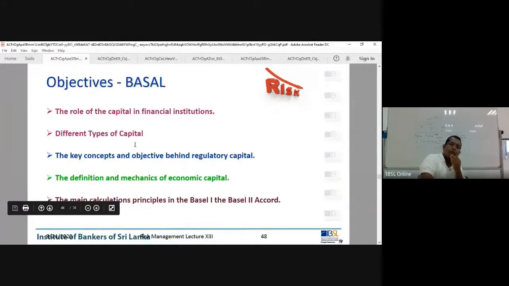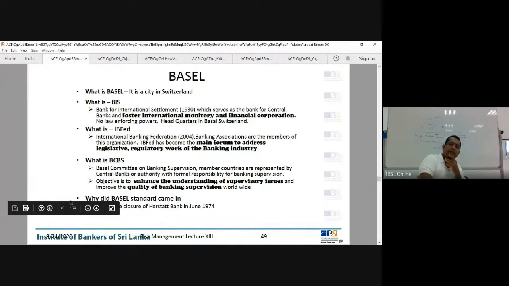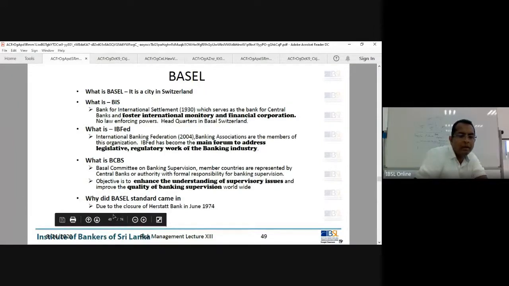We will be discussing the role of capital, different types of capital, key concepts behind regulatory capital, those things. These are keywords, and key institutions. BIS, Bank for International Settlements. Prior to that, what is Basel? Basel is a city in Switzerland. So all these regulations, Basel regulations, start from there. So the headquarters of BIS, Bank for International Settlements, is in Basel. That's how the word Basel came in.